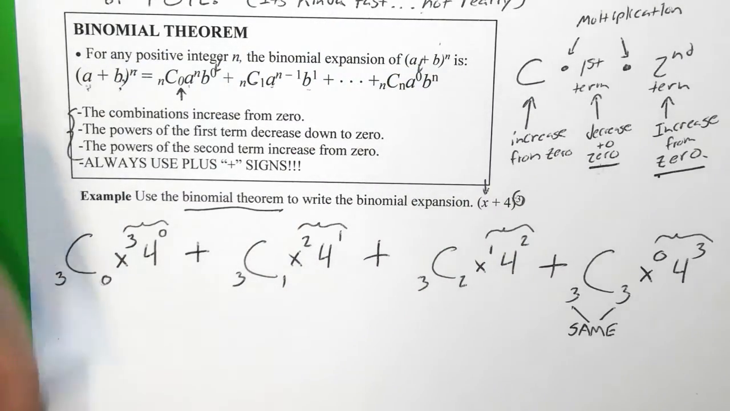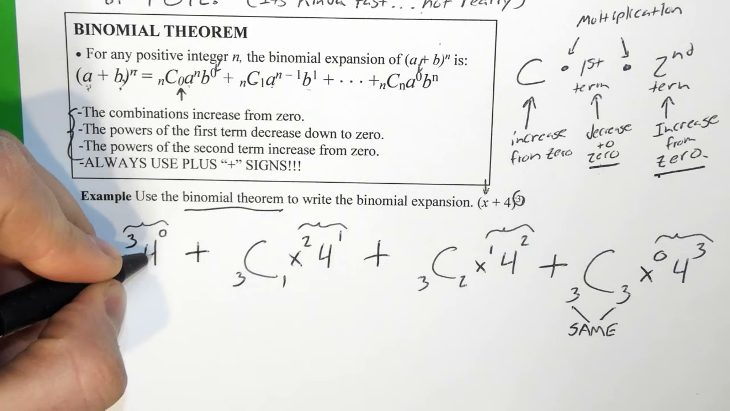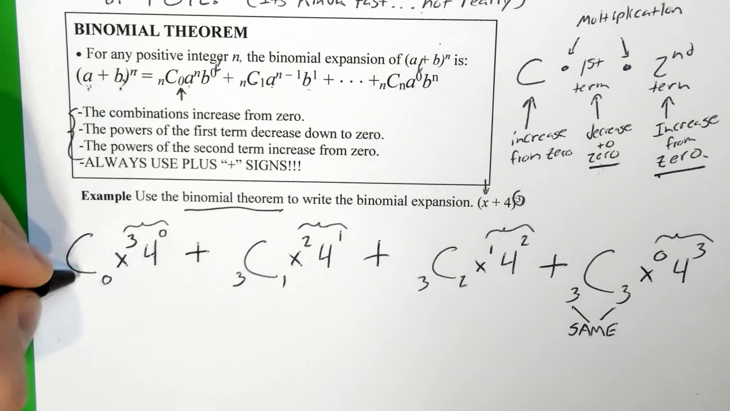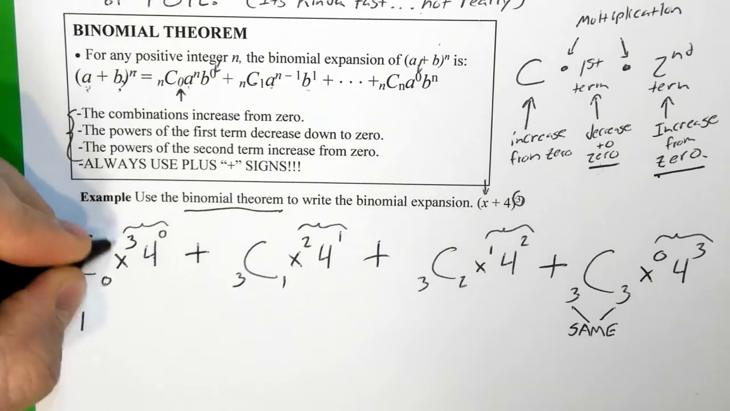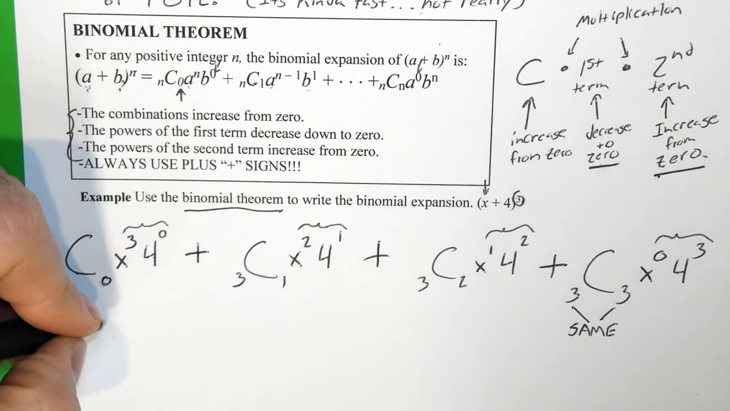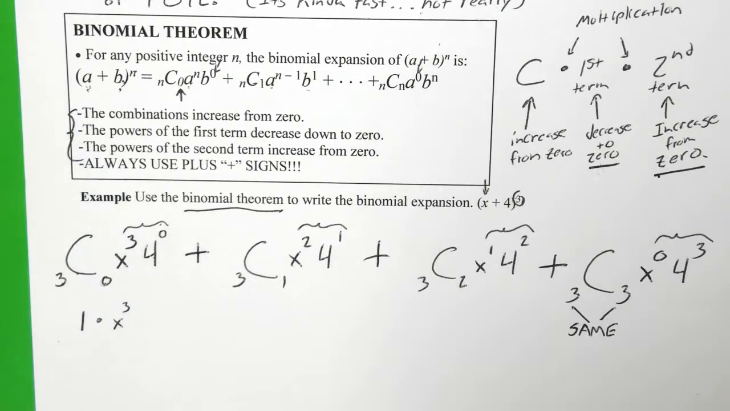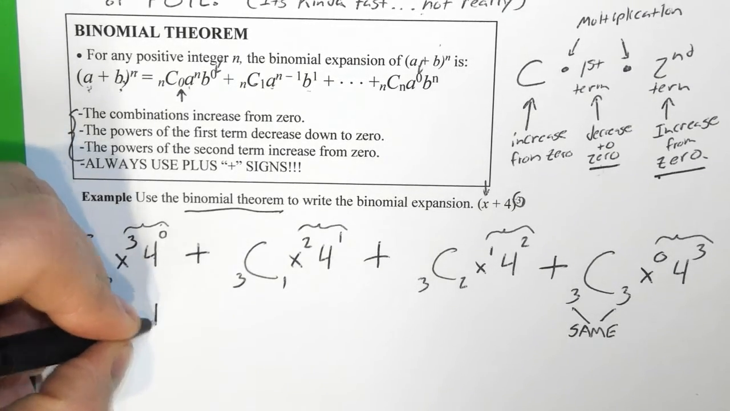Okay, so now what you need to do is simplify a little bit. Each combination is something you can type into your calculator, and each power that is attached to this 4 is something you can type into your calculator as well. So let's do that. 3 choose 0, if I type that into my calculator, is a 1. Now x cubed is not something I can type into my calculator, so I'm going to leave that as x cubed. Now 4 to the 0, I can type that one into my calculator. When you type 4 to the power of 0, you get an interesting answer, which happens to be 1.